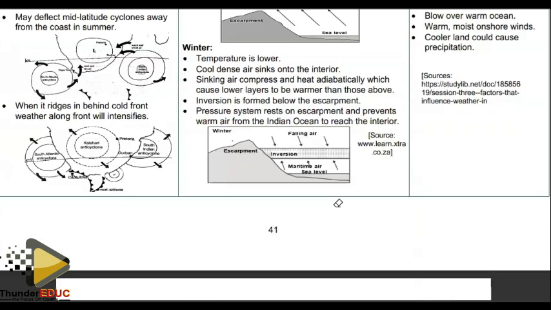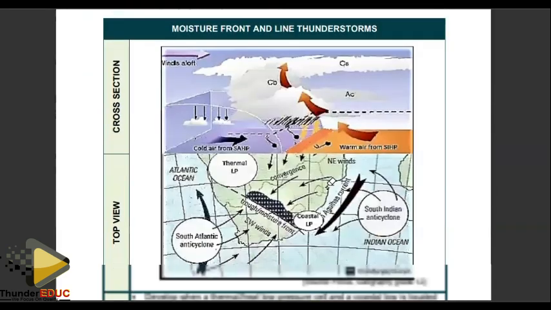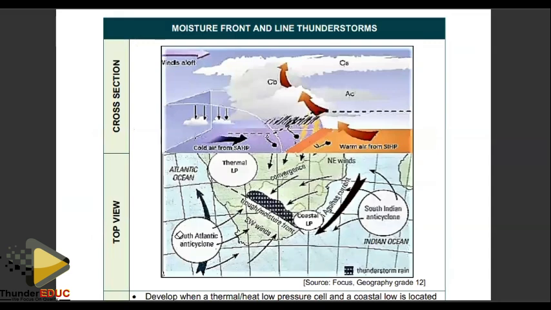Right. Let's move on to the line thunderstorms and the moisture front. Line thunderstorms, we have the South Atlantic here, we just summarize, and the South Indian. These two high pressure cells are going to feed in air into the interior. Because of anticyclonic circulation, we do have air which is being fed from the South Atlantic and air which is being also fed into the interior from the South Indian high pressure cell. And these ones are typical traveling disturbances that occur over the summer season.